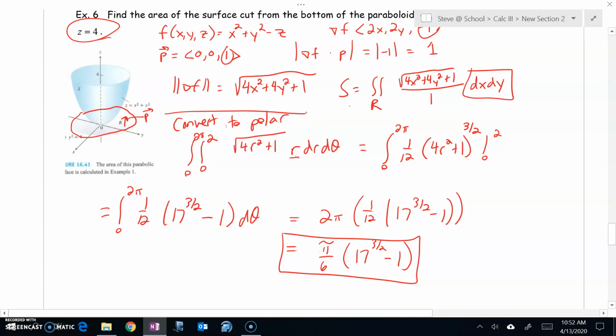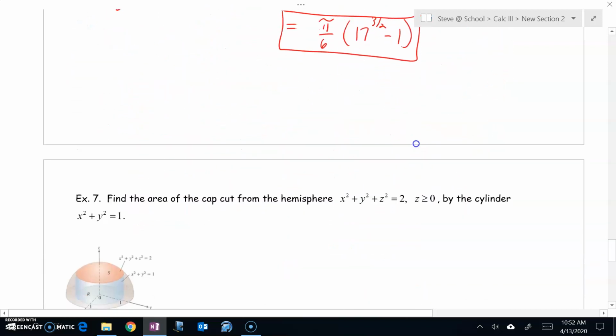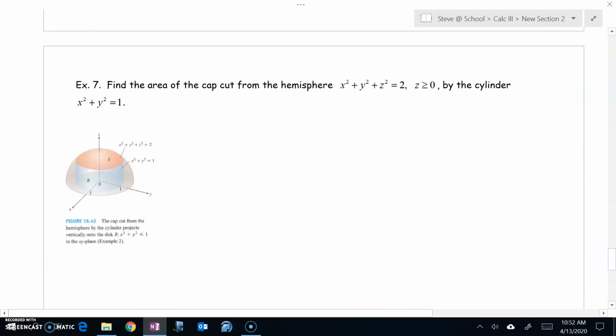Okay? Alright, let's do one more, because I only have 15 minutes max, so let's do that. So find the area of the cap cut from the hemisphere by the cylinder. Okay, so this is kind of like the problem we just did. We have to figure out what the surface is that we're trying to find. Well, we're trying to find the top of this cap. So that is the hemisphere. So that's from this equation right here.